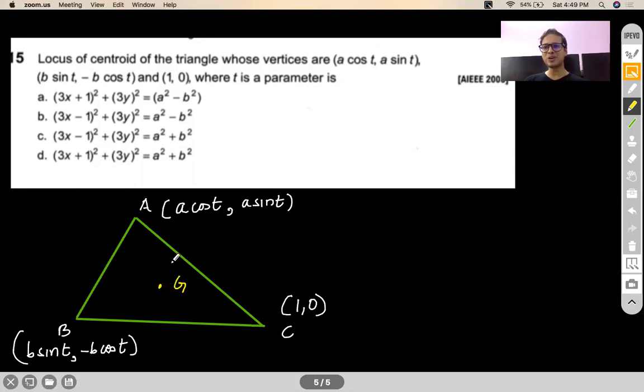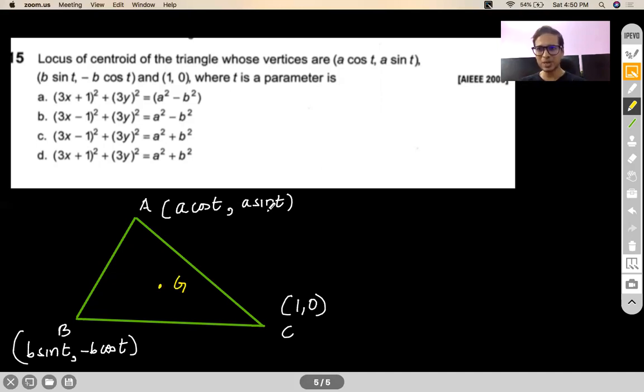G will move because A and B are changing. And why are A and B changing? Because there is a t involved in their vertices' coordinates. So if you vary your t, A and B positions are going to change. If A and B positions change, the centroid position is going to change. If the centroid position changes, it is going to trace a path. That path is what we call the locus, and its equation is what we are looking for.